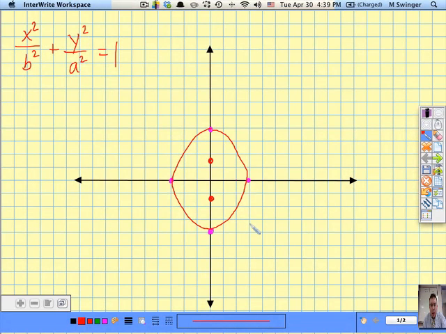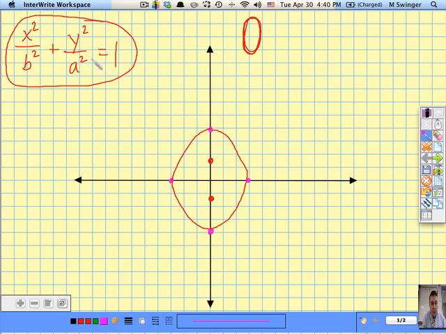Alright, the second type of ellipse is when the major axis is vertical. Now once again my picture's terrible, my bad, but you get the idea. Ellipse can go this way, which has a different equation. Very similar, isn't it? It's x squared over b squared plus y squared over a squared equals 1.